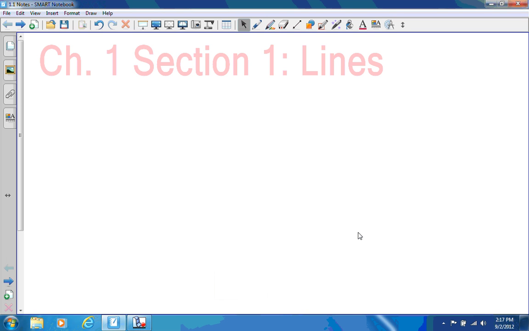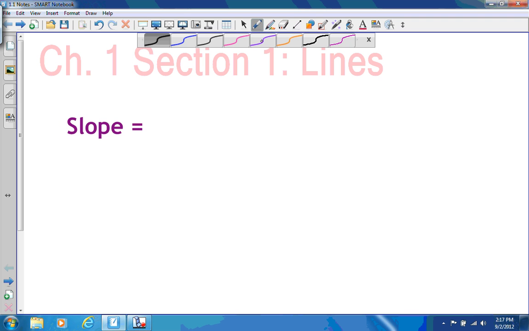Alright, this first section of Chapter 1 talks about lines. The first thing you need to remember about lines would be the slope. The letter that represents a line is M, and the slope represents rise over run.